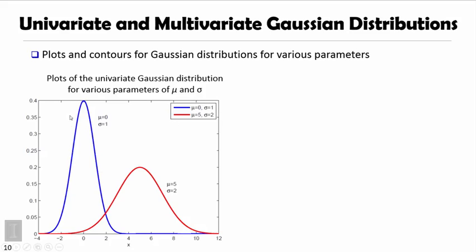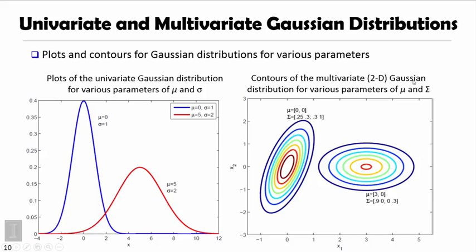For example, we can see in this plot, this is the Gaussian distribution for univariate, for the single variable. The parameters here are mu, the mean, which is 0, and sigma, the standard deviation, which is 1. This is a typical standard bell curve. Then for mu equals 5 and sigma equals 2, we can draw a curve like this.